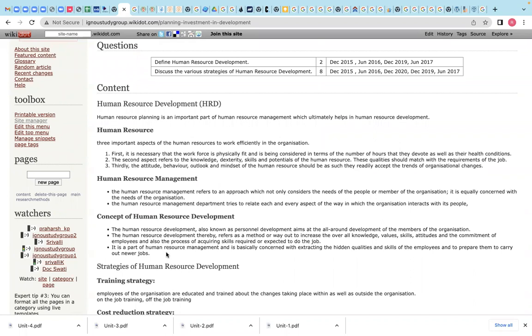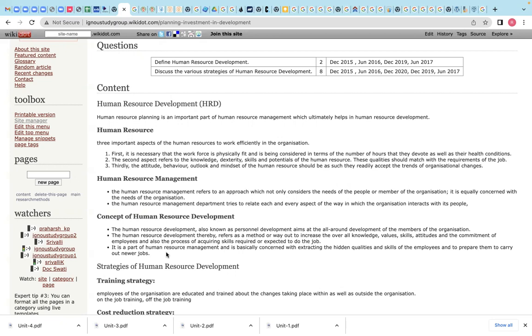Okay, HR planning is an important function. It is the department which deals with human resource management, right? So both human resource planning and management are handled by HRD. There are three important aspects as far as human resources are concerned. First, it is necessary that the workforce are physically fit. Second, they have the right and developed skills, that is knowledge and potential to work. Third, their attitude.